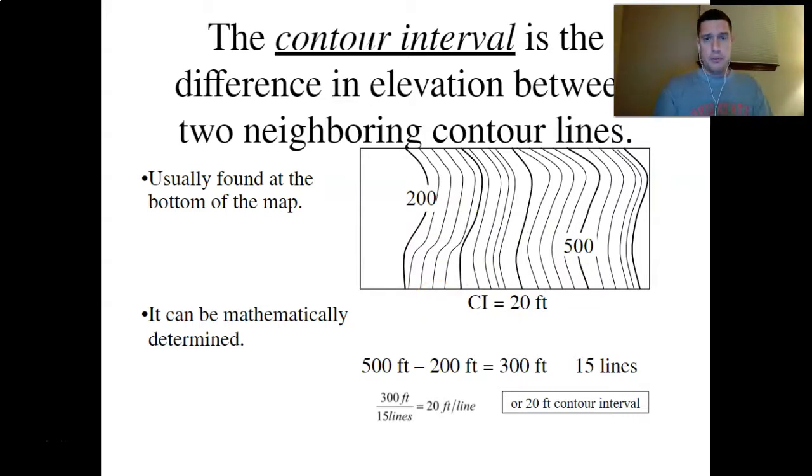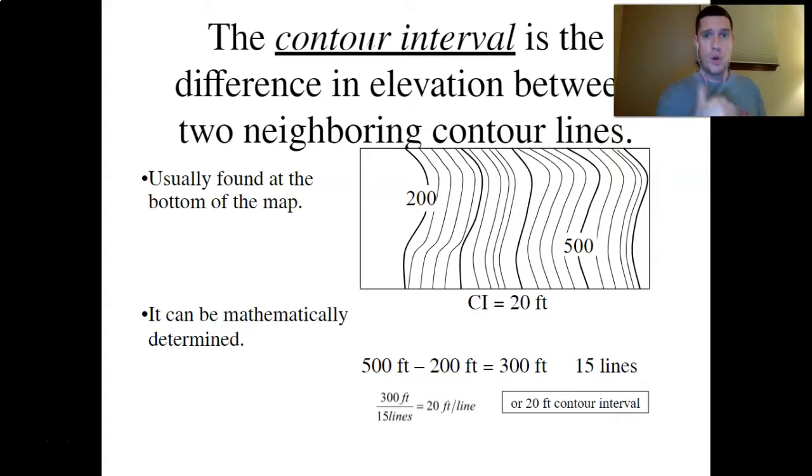First, on the map, find any two numbers where there's no other numbers in between them. Okay? So on this map, I see a 200, and the next number I see that's its neighbor is a 500. So the first thing I do is I'm going to subtract. Find the difference between these two numbers.